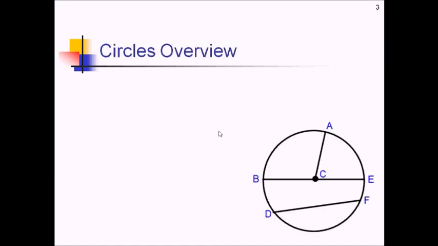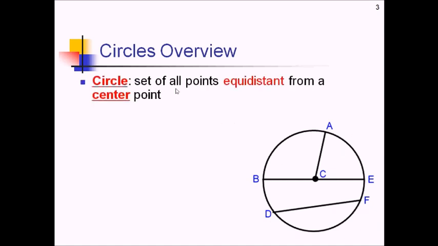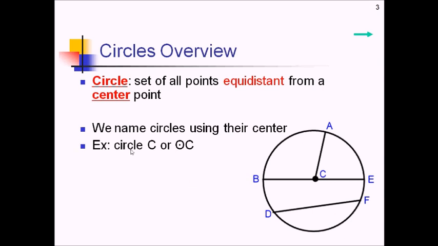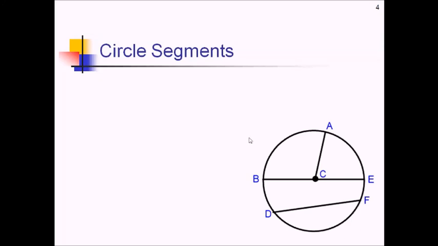Let's start with the most basic term. What is a circle? I mean, this is a circle right here. We can draw a circle, but what does it actually mean to be a circle? A circle is the set of all the points that are equidistant, in other words, the same distance, from a center point. And we name circles using their center. So we can call this one circle C, and we can actually write out the word circle or use this little symbol here.